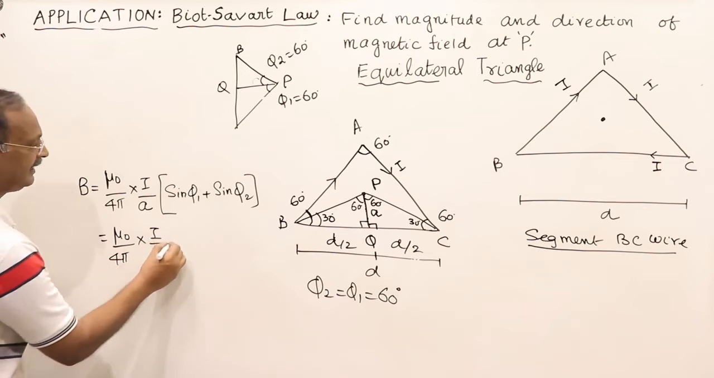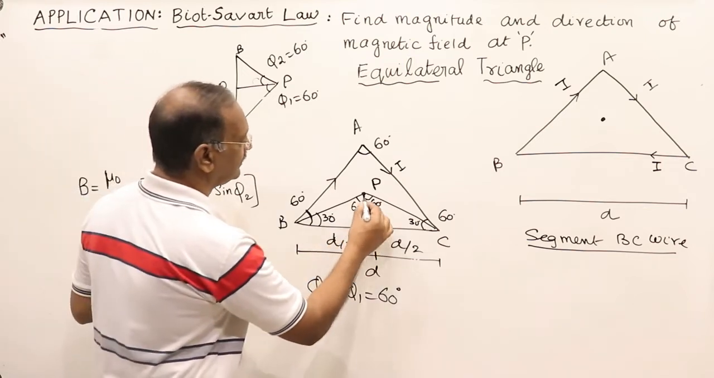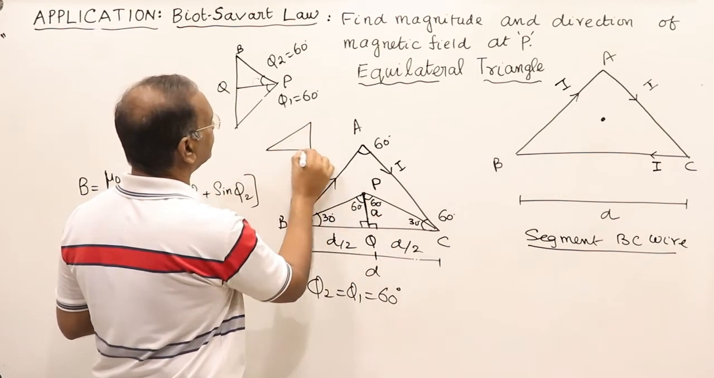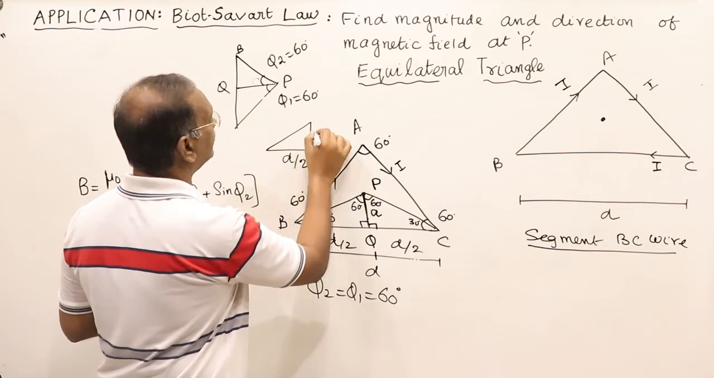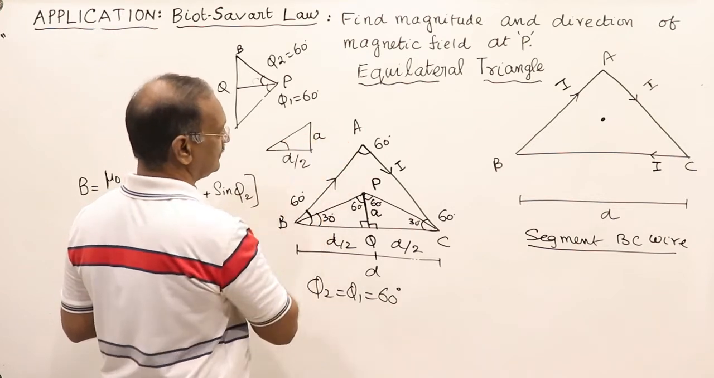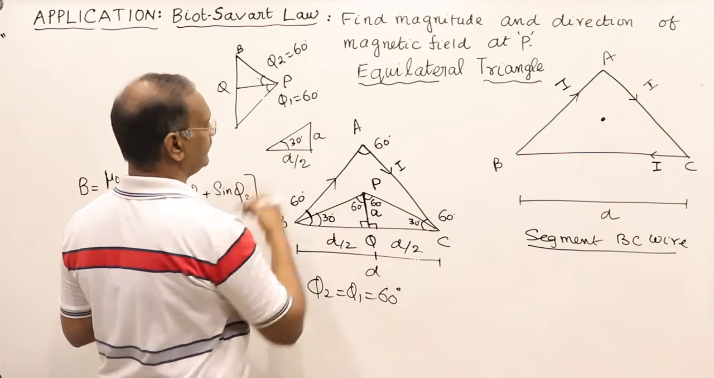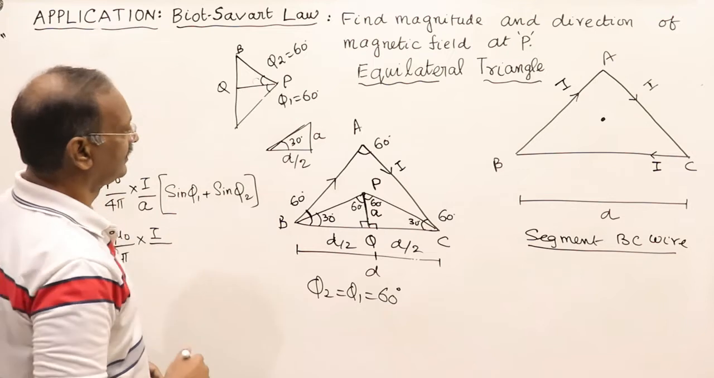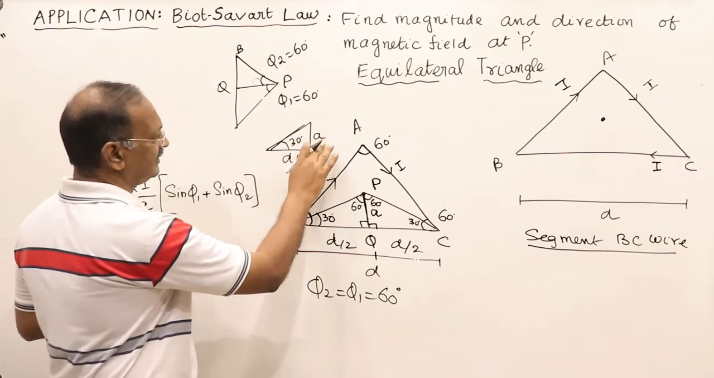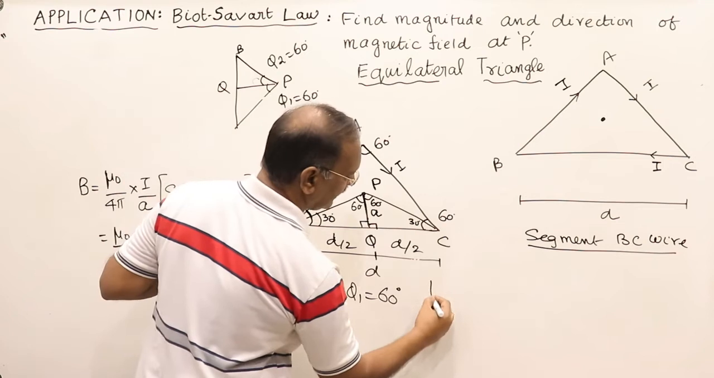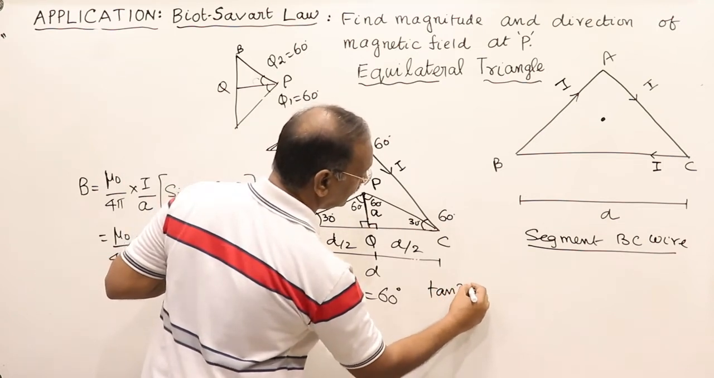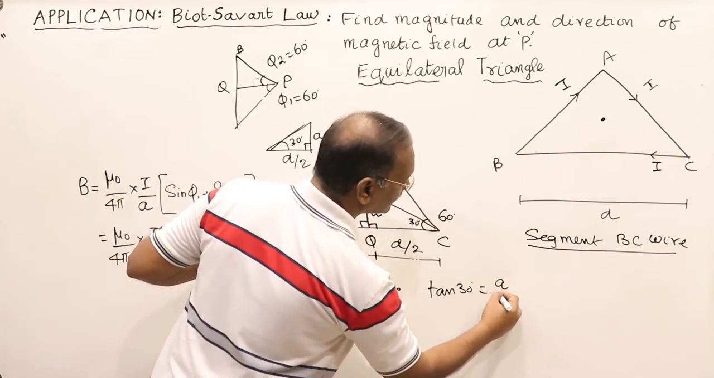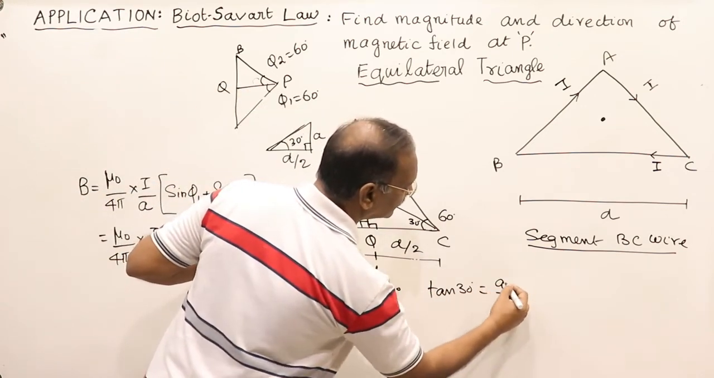We have to find out A. From this triangle, let us see. This is D by 2, and this is A, and this is 30 degrees. We are not interested in the other side. We have this and this, so we can use tan 30. Tan 30 is equal to opposite over adjacent, which is A divided by D by 2.